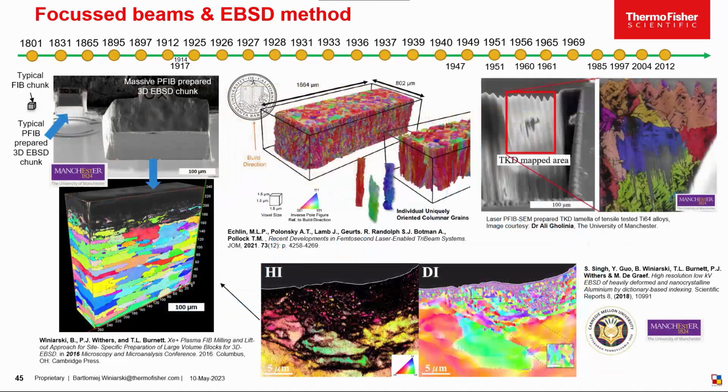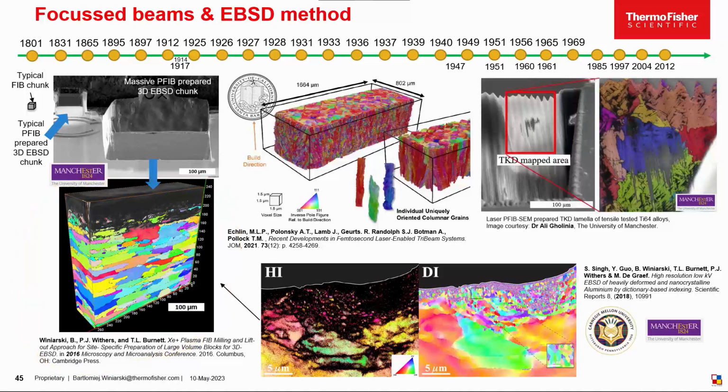Now to wrap up this chapter, I'm presenting some striking 3D EBSD and TKD results for specimens prepared using plasma FIB-SEM and femtosecond laser systems. The top left image compares a typical FIB and plasma FIB prepared 3D EBSD chunk of material. Also presented is a massive, almost 300 micron wide chunk prepared with a plasma FIB. One of the biggest 3D EBSD volumes collected with plasma FIB is presented bottom left.